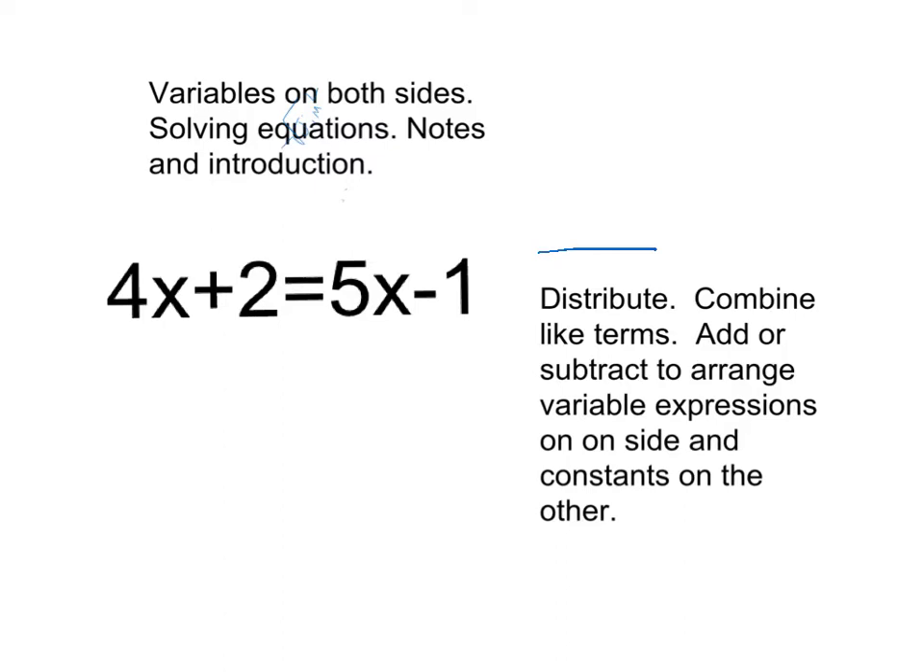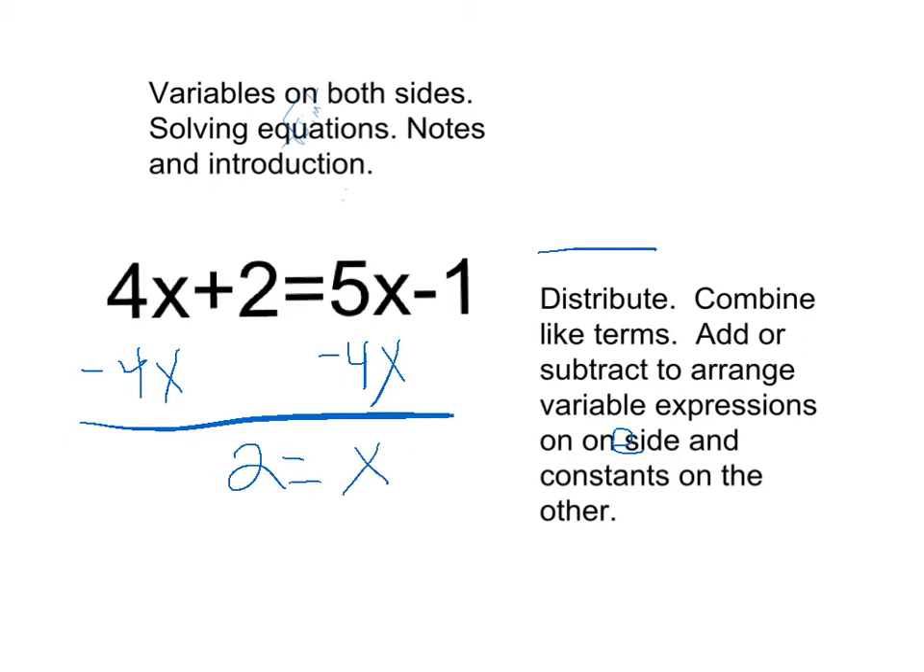But here, first you add or subtract to arrange variable expressions on one side, and constants on the other. So if I want to add or subtract the variable terms to get them to the right side, I would subtract 4x from both sides. This gets rid of the left side, and we're left with 2 equals x minus 1. Then if I add 1 to both sides, I get x equals 3. This is the only difference, these couple steps, as far as our algorithm in solving these problems.